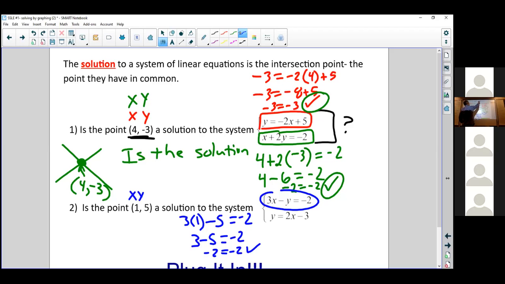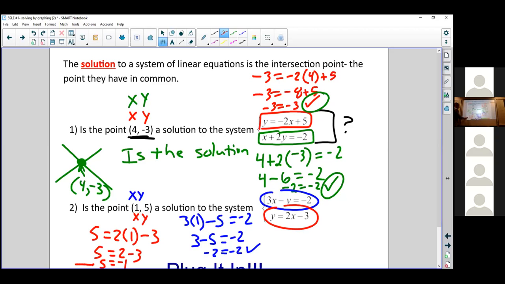So then if I do the same thing with this one, if I say, okay, well, that's an x and y value, and I'm going to plug it in here. So I'm going to get 5 is equal to 2 times 1 minus 3. So I get 5 equals 2 minus 3. So 5 equals -1. Well, is 5 equal to -1? Not this week.